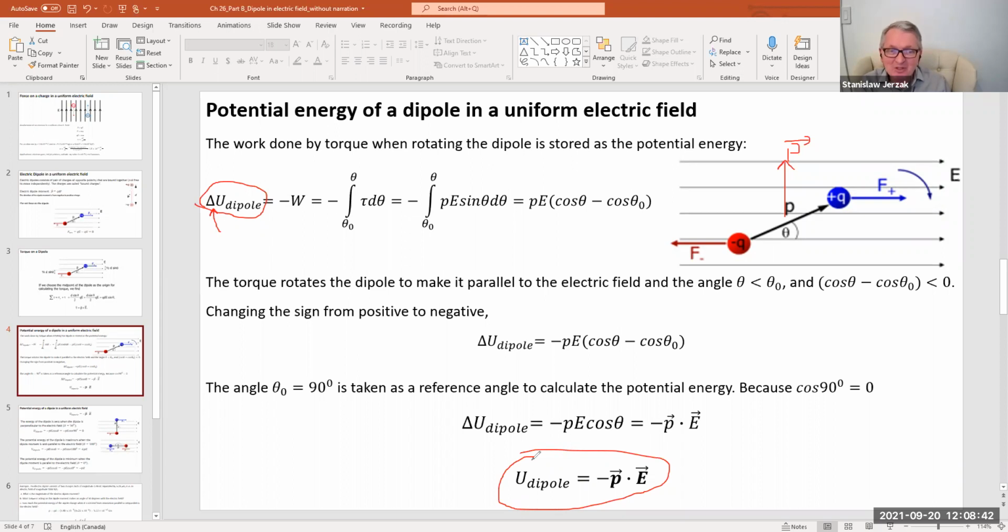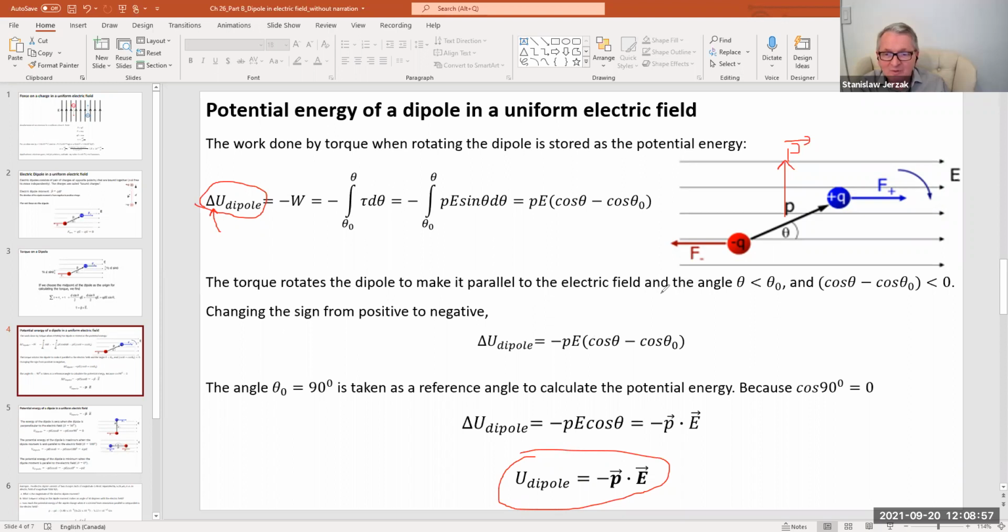So I'm pretty sure that now you have many questions. So please unmute yourself and ask questions. I have a question. Sure. I was just wondering if you could explain one more time why you changed the sign from positive to negative in the middle here. Very good question.